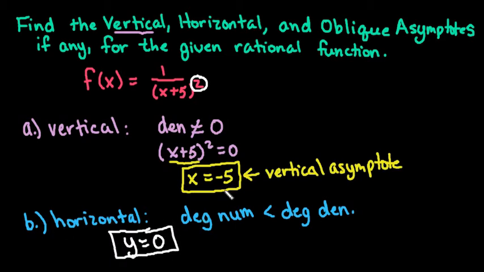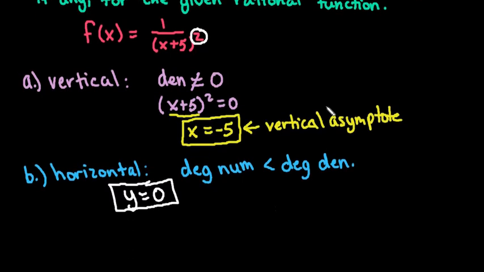Since we have a horizontal asymptote, we can't have an oblique asymptote. An oblique asymptote occurs if the degree of the numerator is 1 more than the degree of the denominator. I will approach that in another video. So for this one, we can say for C, for oblique, that there are none, because a graph cannot have both a horizontal asymptote and an oblique asymptote.